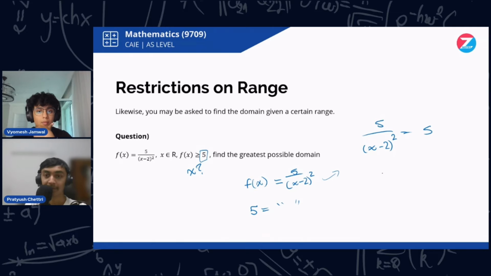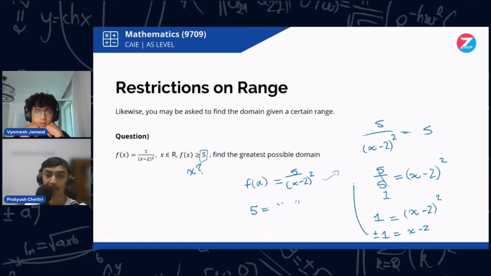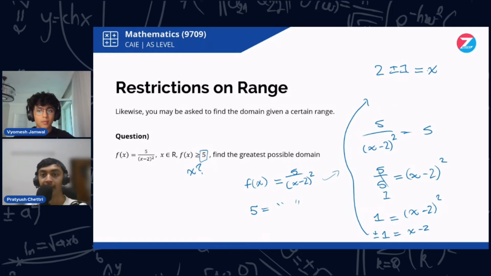Then we multiply by 5. You can just swap this around, so 5 over 5 equals (x minus 2) squared, and this becomes 1. So 1 is equal to (x minus 2) squared. So plus or minus 1 is equal to x minus 2. So let's just bring that up here. 2 plus or minus 1 is equal to x. So that's just two possible values.